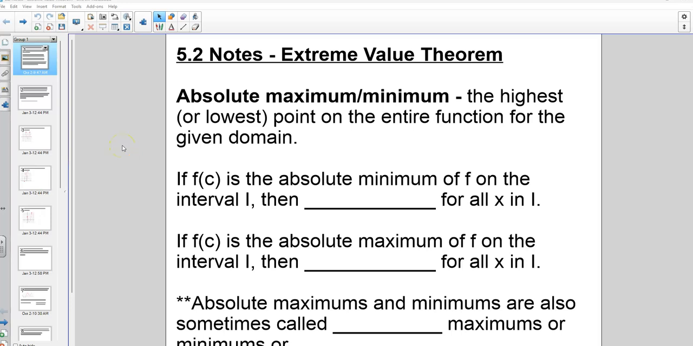Extreme value theorem is going to deal with maximum and minimum points. Okay? Specifically, we are going to be looking at absolute maximum and minimum points. Before we really get into that, we need a quick review on what an absolute maximum would be, what a relative maximum would be, and same for minimums.